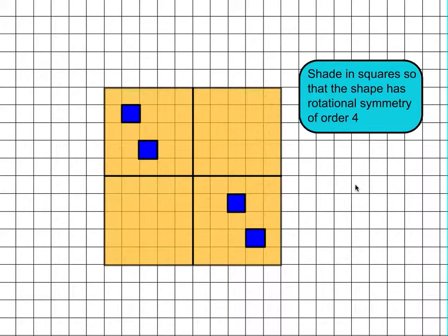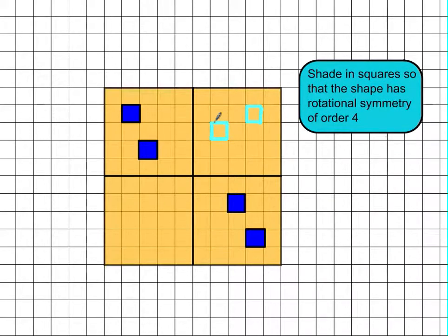Shade in some squares so that this shape has rotational symmetry of order 4. Okay, well, we can have a go at that. So let's think about that one in the top left here. Where would that go? If we rotated it around the center, it's going to go here. More challenging to find is this square here. Where's that going to go if we rotate it? And it is in fact going to go here.